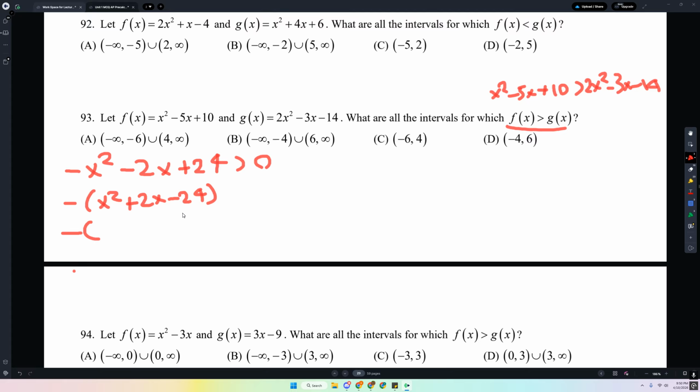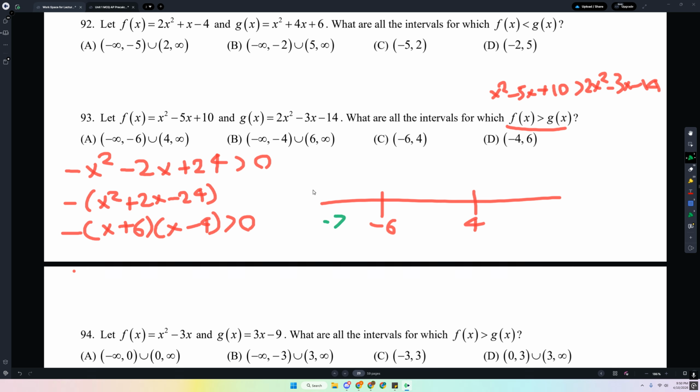Then we're going to factor that, and 24 has factors giving x plus 6. Rewrite that: x plus 6 and x minus 4, which is greater than 0. Now we're going to set up our sign chart with 4 and negative 6. First we're going to plug in, let's say, negative 7. We first have a negative on the outside, negative, negative, which means this overall will be negative.